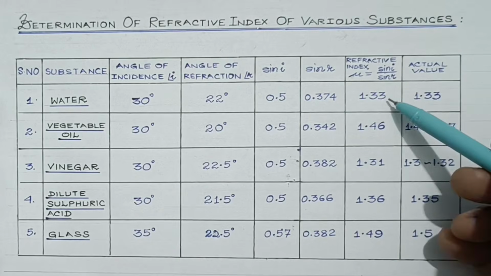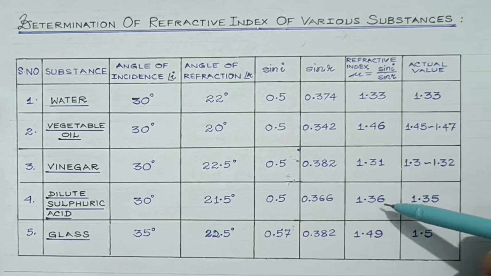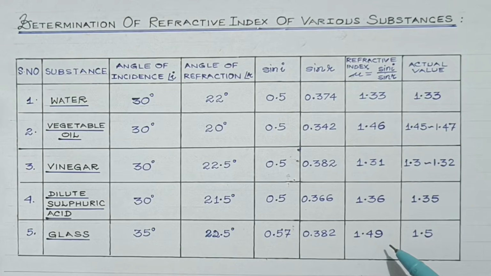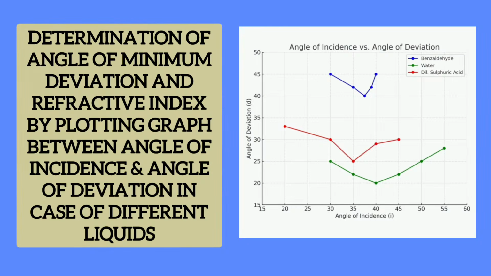This is, students, the experimentally obtained value of the refractive index of these liquids and glass respectively. And this is the actual value. Now let's plot graph between i and delta for various liquids and determine their refractive indices.